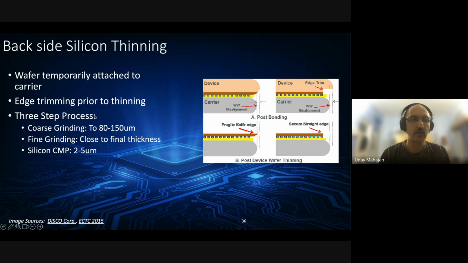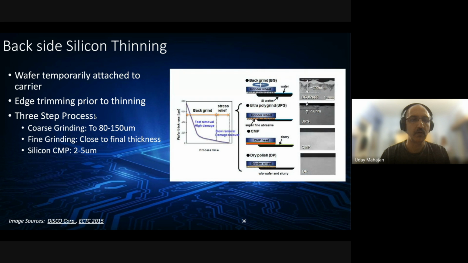And the grinding follows a three-step process. Basically, you have coarse grinding, where you grind down to roughly an average of 100 microns or so. Fine grinding, which is grinding close to the final thickness, followed by a polishing process, which removes roughly 2 to 5 microns. And the goal of the final polish process is to remove any subsurface and surface damage and smoothen it.